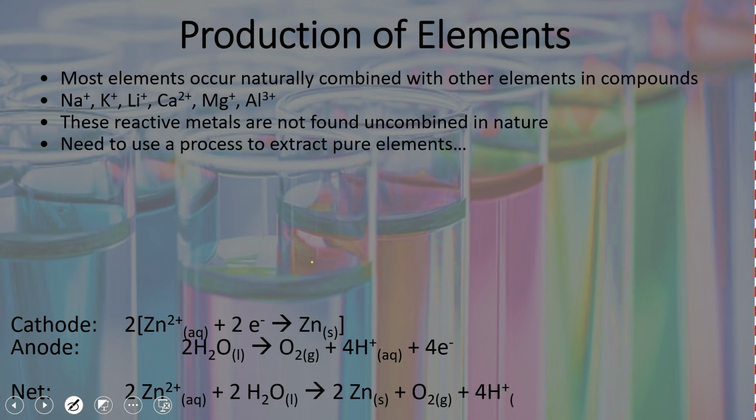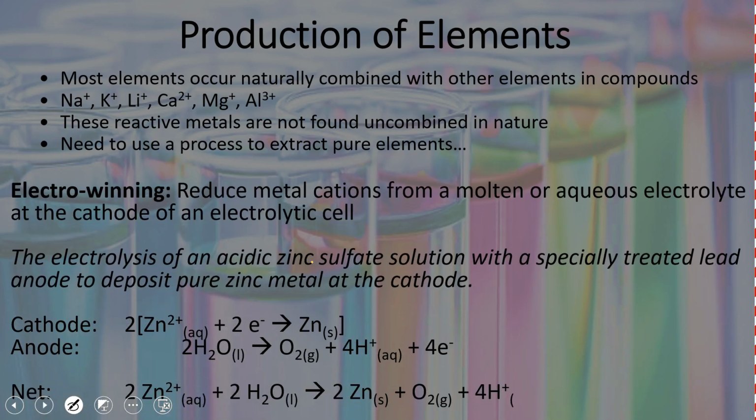And so what we need to do is undergo electrolysis to try and refine the metal and get a pure metal, right? If you look at sodium, sodium doesn't exist really naturally. I have sodium in the back and it's stored underneath oil, right? That doesn't really occur out in the world. So in order to have this, we have to undergo electrolysis to purify metals if we want them. There's two things to look at here, electrowinning and electrorefining. Electrowinning is when you reduce metal cations from molten or aqueous electrolytes at the cathode of an electrolytic cell.